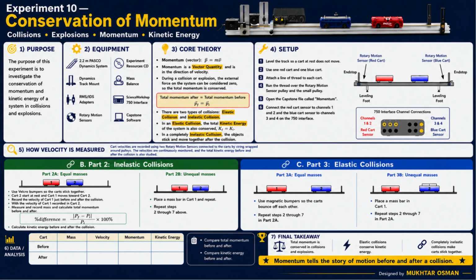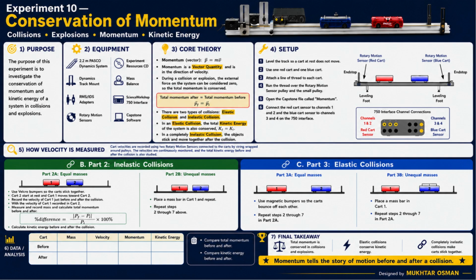7. Part 3. Elastic collisions. A. Equal masses. 1. Use magnetic bumpers so the carts bounce off each other. 2. Repeat steps 2 through 7 in Part 2A. Part 3B. Unequal masses. 1. Place a mass bar in cart 1. 2. Repeat steps 2 through 7 in Part 2A.